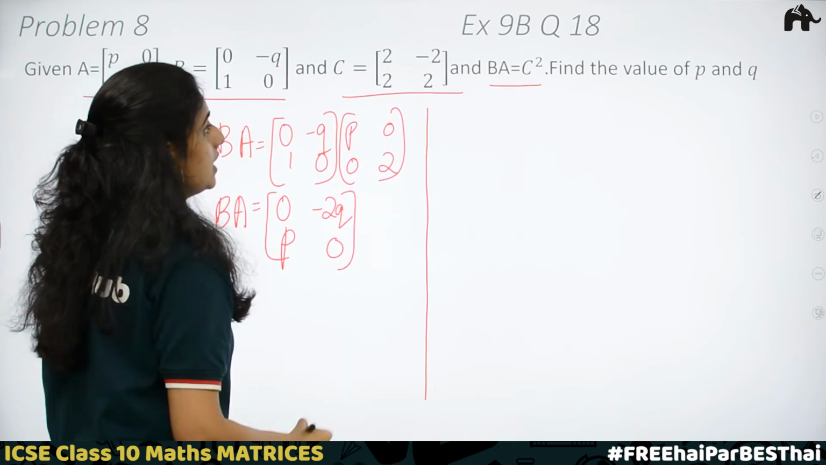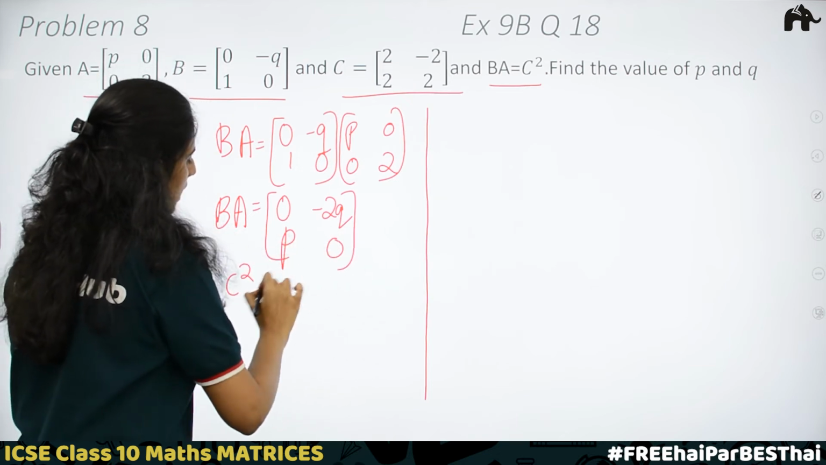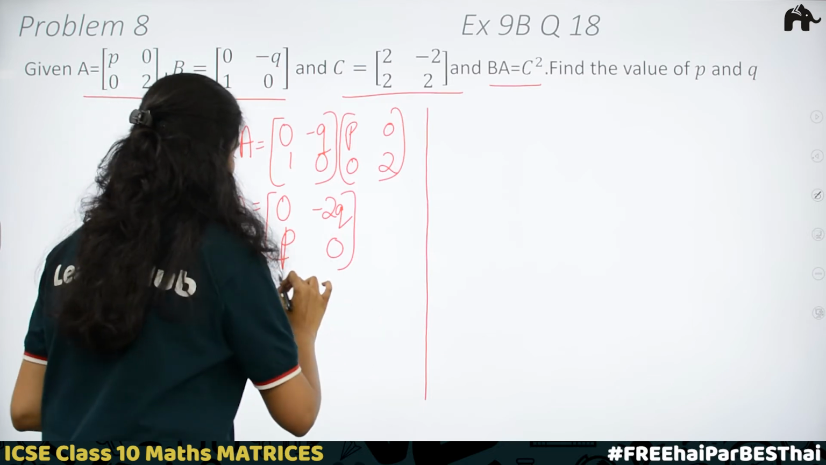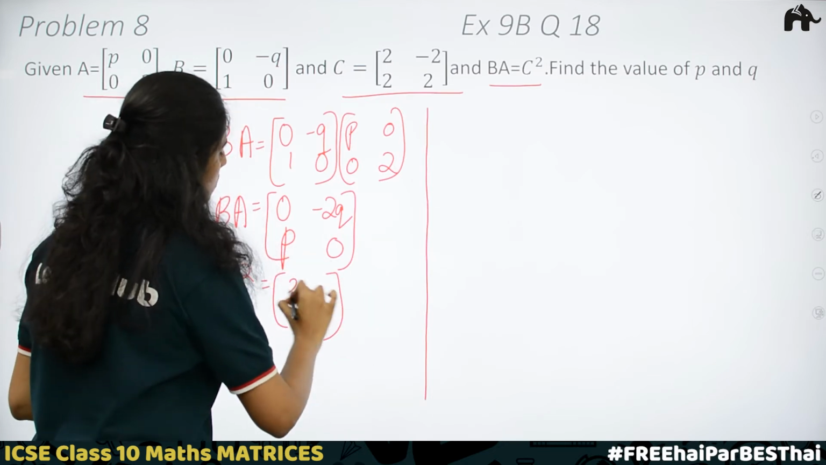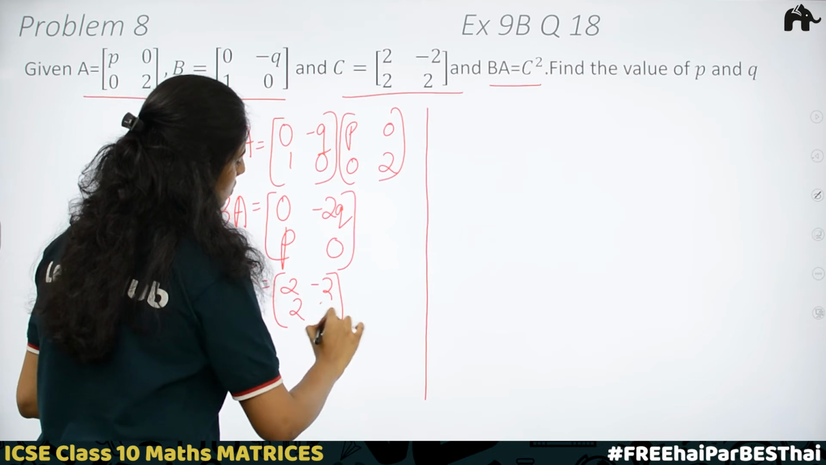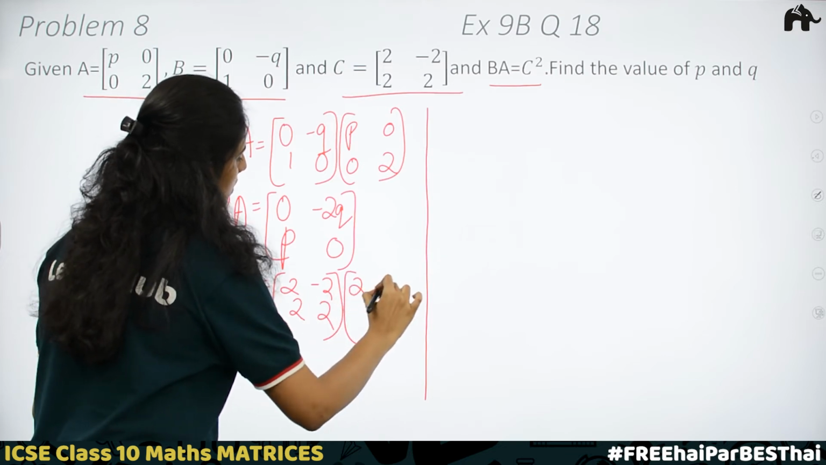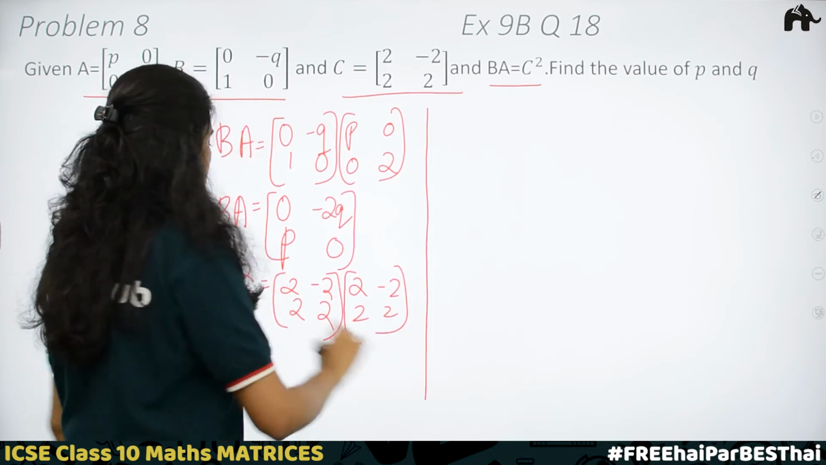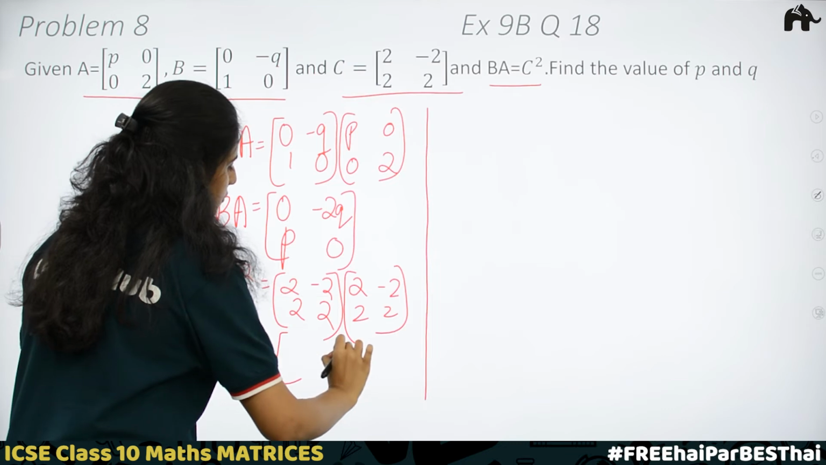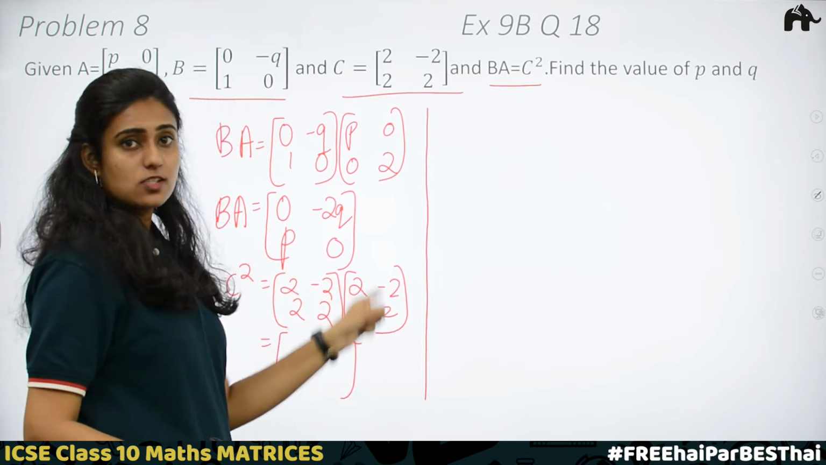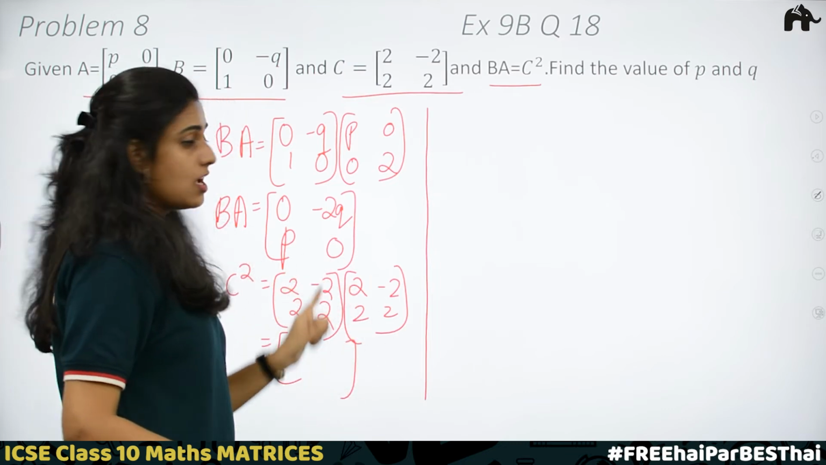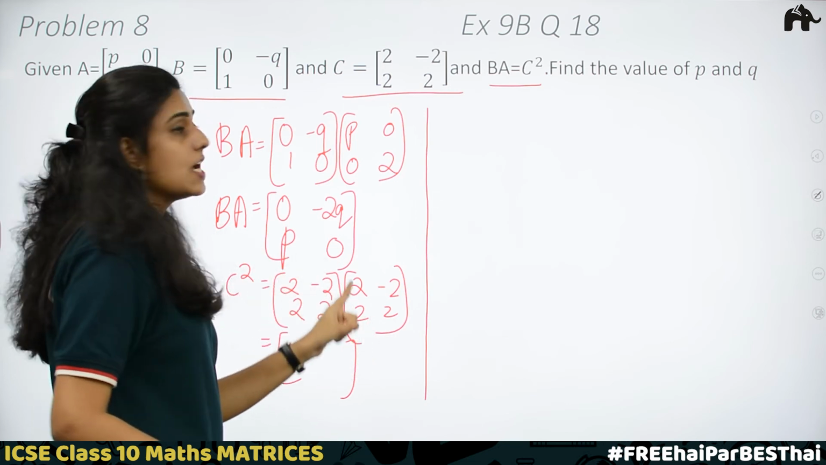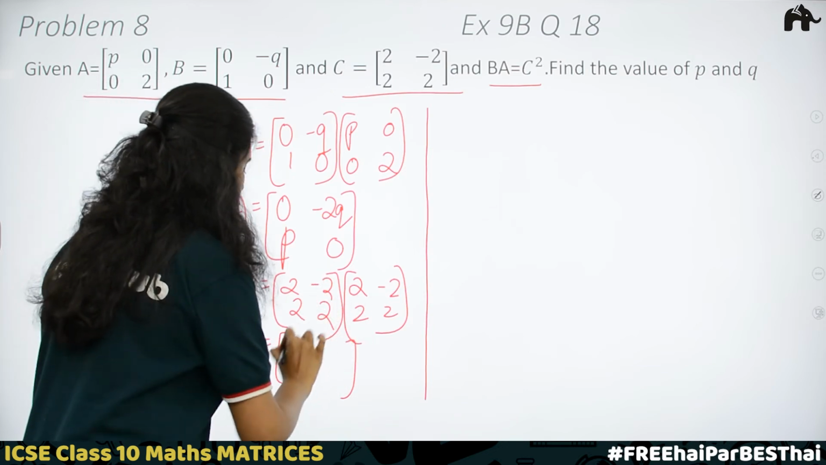Now, we have to find C square. How to get C square? We have to multiply C matrix with the C matrix. Matrix C is 2, minus 2, 2, 2. Again the same thing, 2, minus 2, 2, 2. Normal matrix multiplication. To get the first element, considering first row and the first column, 2 into 2, 4, minus 2 into 2, minus 4. 4 plus minus 4 is 0.